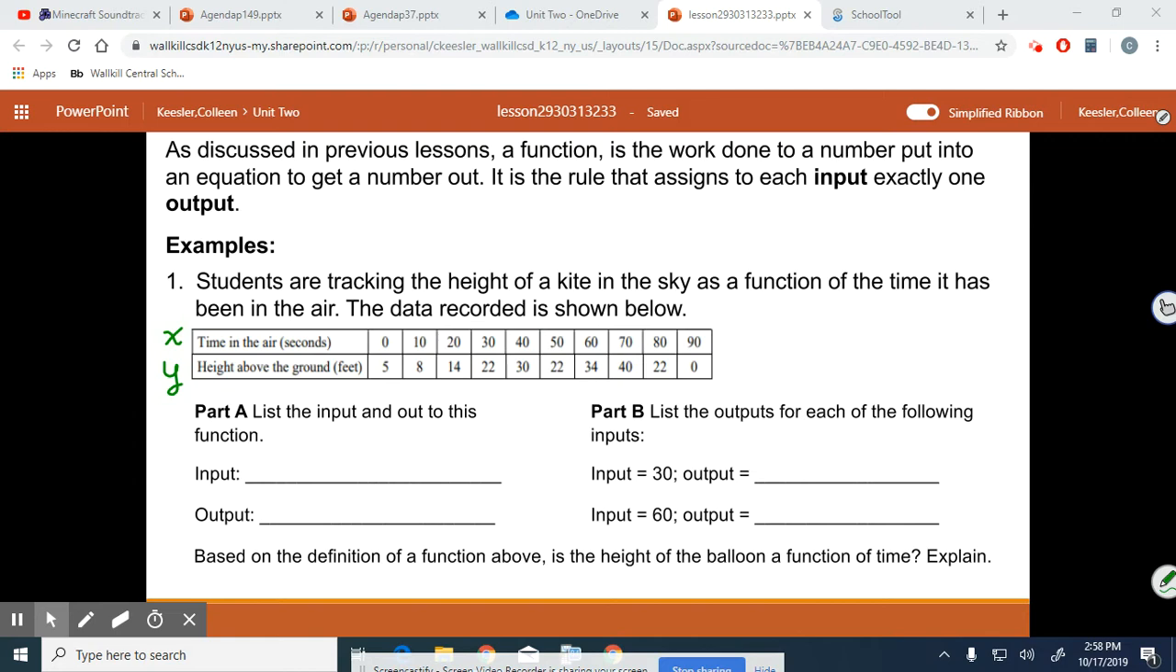So let's take a look at what they want us to do. List the input and output to this function. It should say output. So the inputs are 0, 10, 20, 30, 40, 50, 60, 70, 80, and 90. The outputs are 5, 8, 14, 22, 30. I already listed 22, so I don't have to list that again. 34, 40, already listed 22, don't have to list it again, and 0.